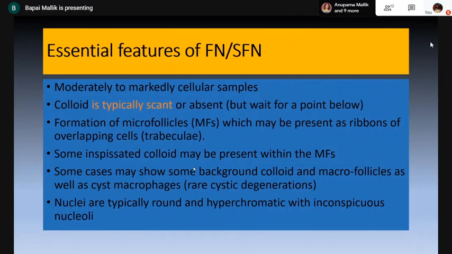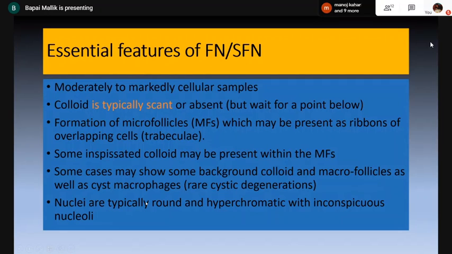So what are the essential features? First, very important, a moderately to markedly cellular sample. Colloid is typically absent or scant, but there could be a little bit of colloid. Formation of microfollicles or ribbons of overlapping cells called trabeculae. There could be some inspissated colloid present within the microfollicle. Some cases may show a background of colloid and macrofollicles as well as cyst macrophages. So you can see cyst macrophages, you can see a little bit of colloid. We'll see some examples.